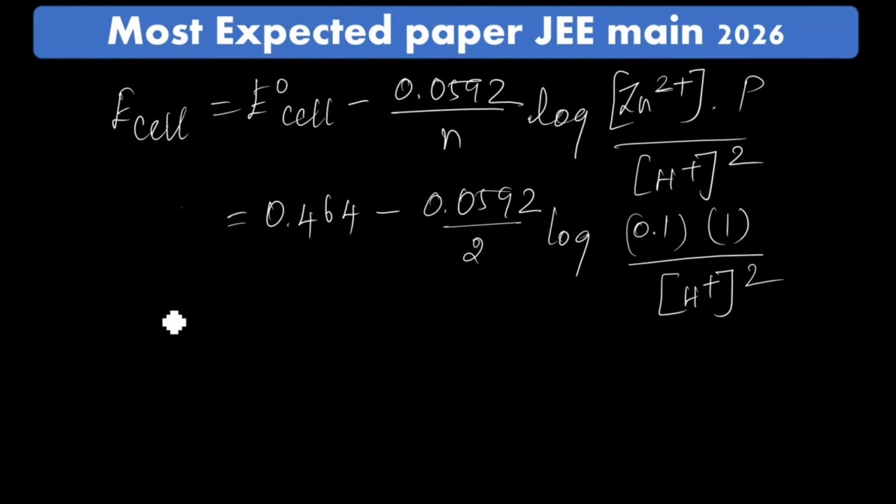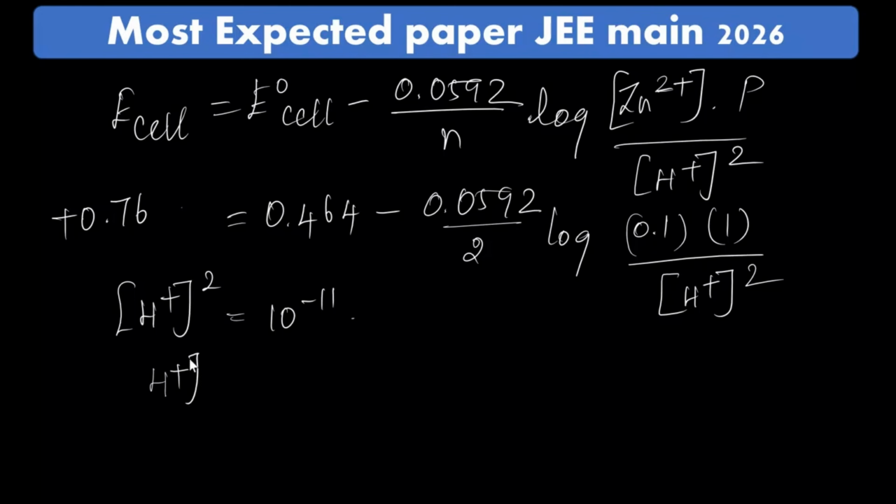So upon solving this, with the E naught cell value that we found just now, that is plus 0.76, you will get H plus square as 10 to the power minus 11. So from here, what would be the H plus? H plus is 10 to the power minus 5.5. How can I take log for this? No need to take log. Just find out pH. If the H plus concentration is this much, the pH would be the upper part, right? So which will be 5.5.